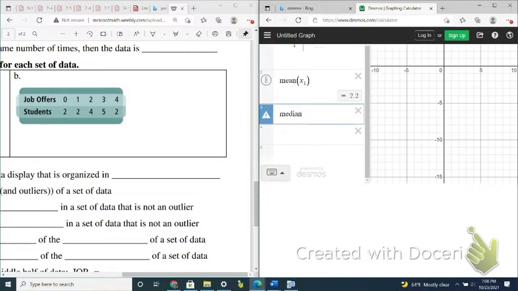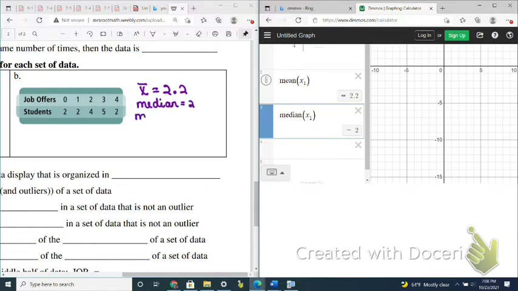It's median X1, and it was 2. Mode, you can clearly see from the frequency table, 3 occurred the most. It occurs 5 times. So my mean is 2.2, my median is 2, and my mode was 3.